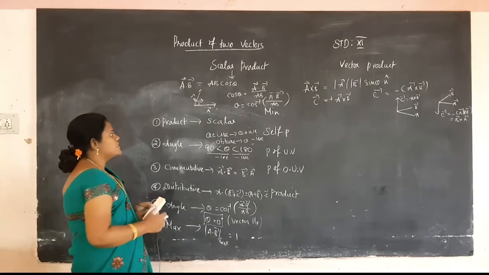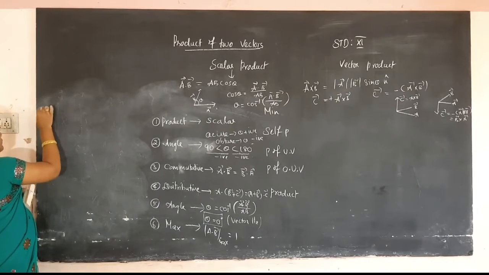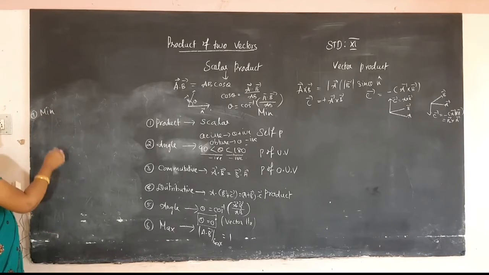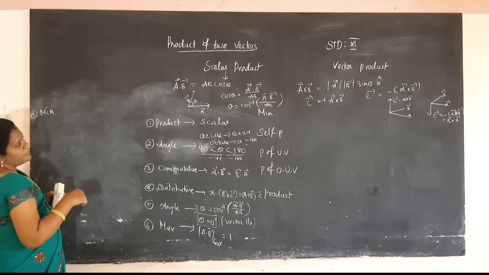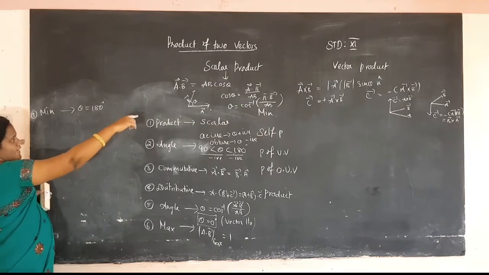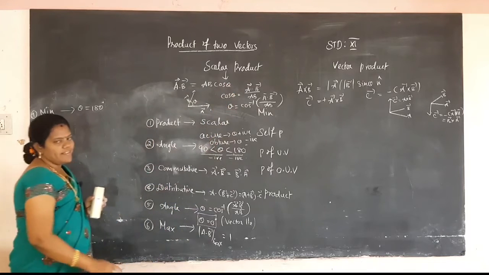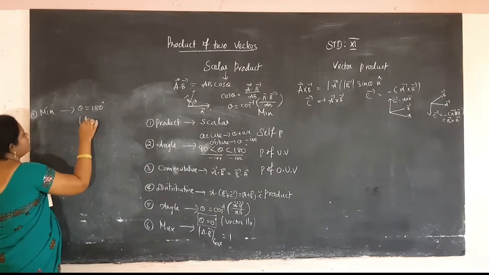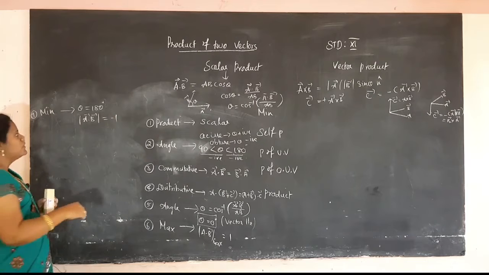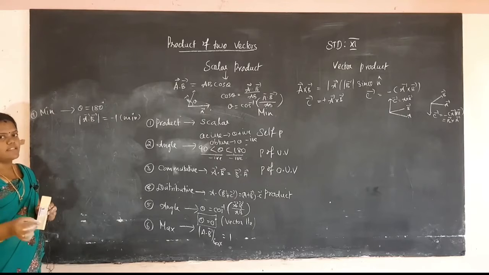Clear? When will the scalar product be minimum? This is the 7th point. We take the angle as 180 degrees. The formula is A dot B is equal to AB cos theta. Theta value is 180, and cos 180 value is minus 1. This is a negative value, so it is the minimum value. So at 180 degrees, the scalar product of two vectors is minimum.